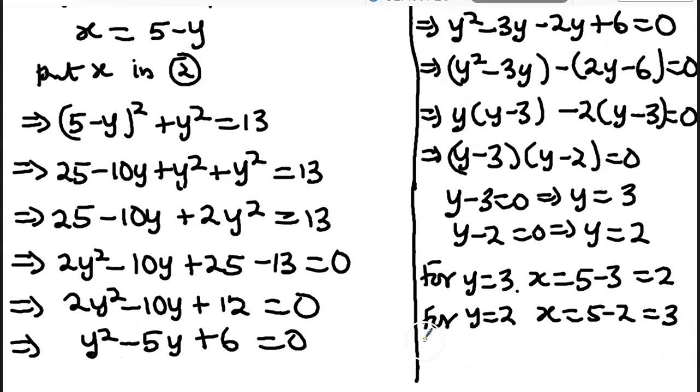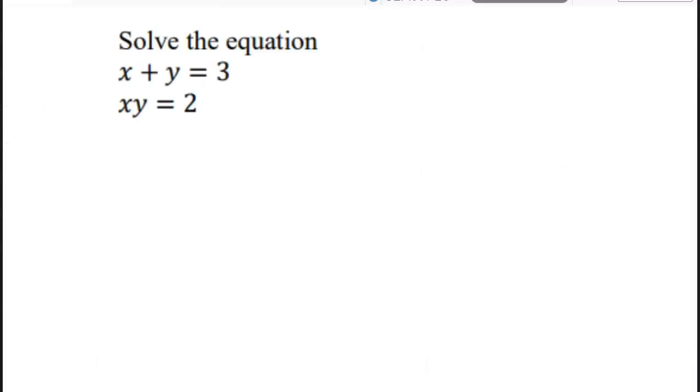So therefore, when x is 2, y is 3. And then when x is 3, y is 2. So we are getting 2 values of x and 2 values of y. Let's look at the next one. I have the next question.